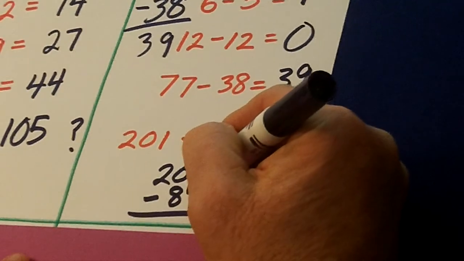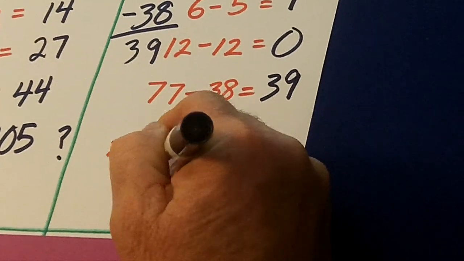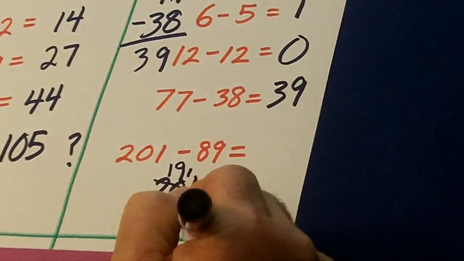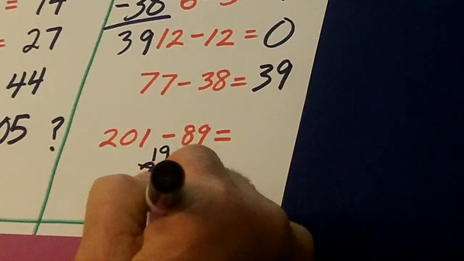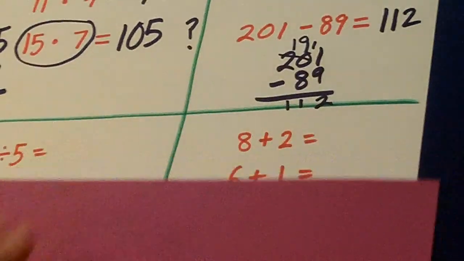Okay, can I take 1 minus 9? No, I borrow from the 20. I get 19, and I get 2, and I get 11. Okay, I'm not going to give up. I'm not going to guess.